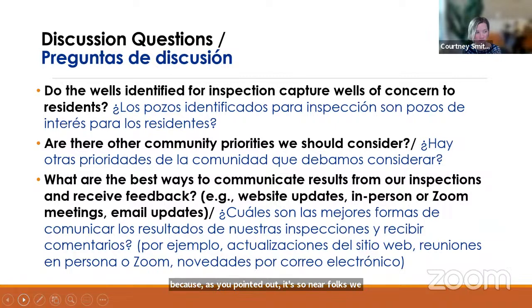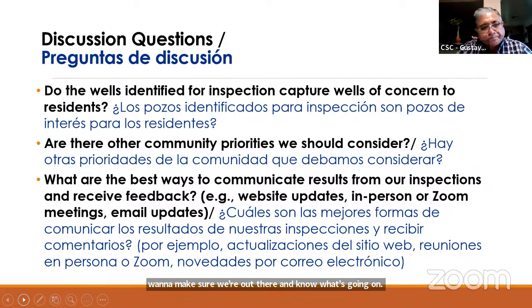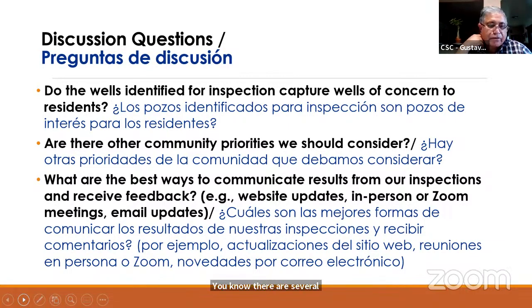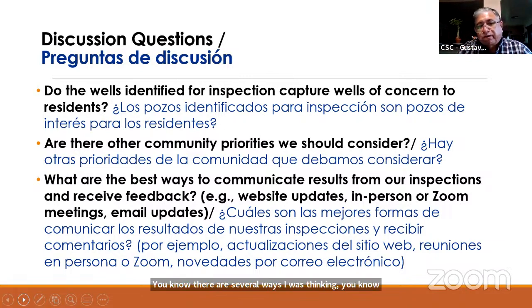Gustavo? I think about how to report back. There are several ways. I think on these monthly meetings, we have a lot of information to share, but it may be one way, but the other one is the emails that you mentioned.